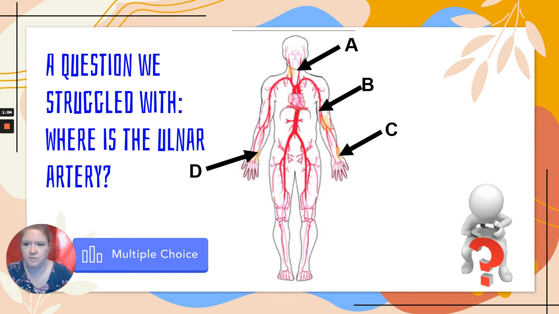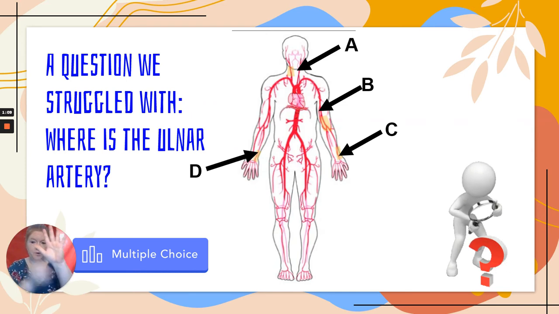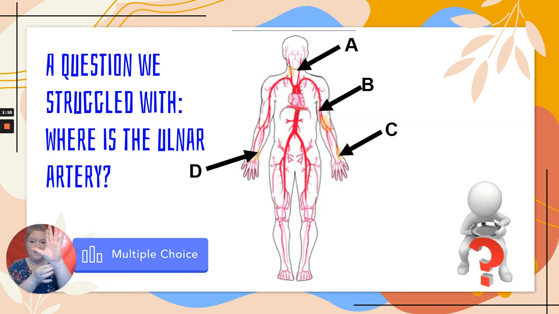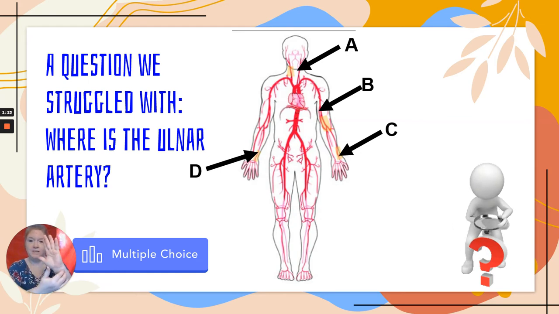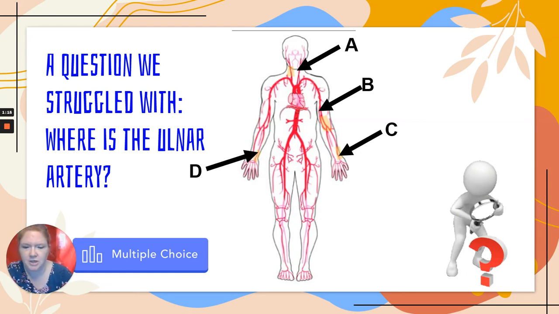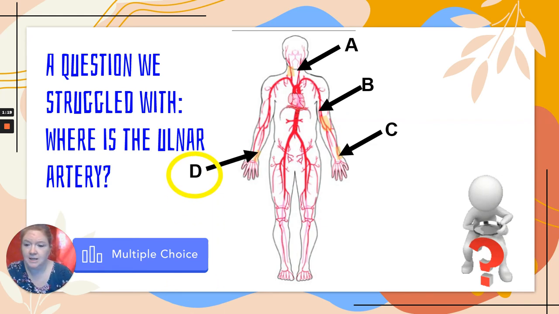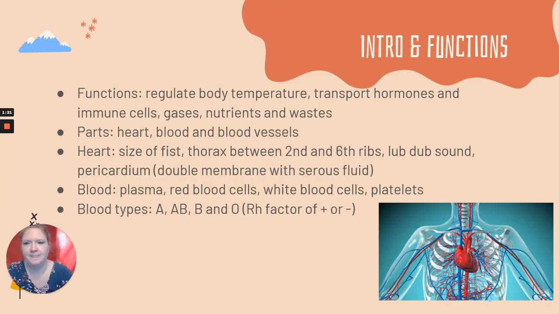Here's another question we struggled with. Where is the ulnar artery? Well, in your forearm, thumb side is radial, pinky side is ulnar. So look at that picture, the diagram. Which one is pointing to the pinky side? That should be this one.